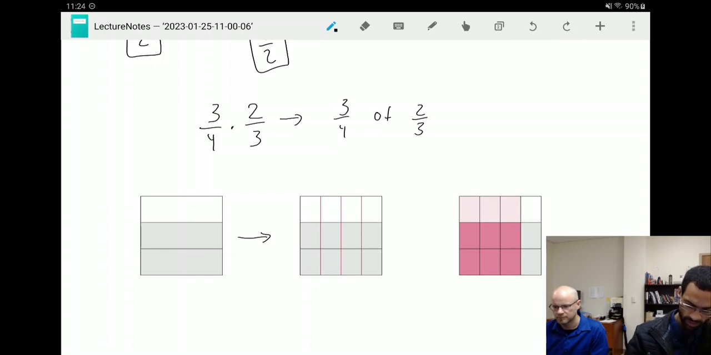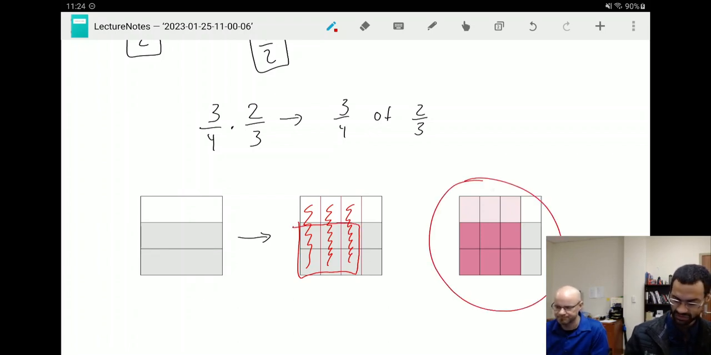So now, if I wanted 3/4 of these, that would be here, there, and there. There's 3/4. So if I wanted 3/4 of 2/3, that's this piece right here. That's what this is showing. That darker region right there represents 3/4 of 2/3. So there's 6 there out of 12 total.